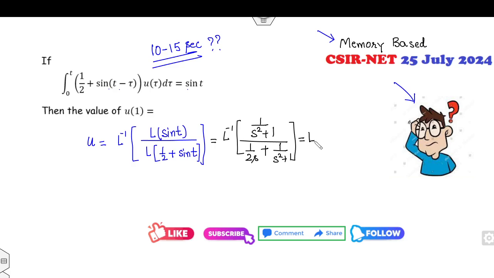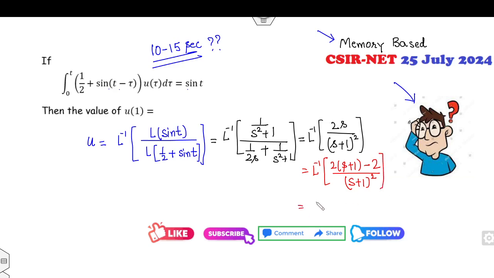Now, clearly, if you take the LCM and cancel out, it will be 2s over (s plus 1) whole square. Then how can you solve that? Again, it is very simple, how can you find the Laplace inverse? I can take this as s plus 1 minus 2 divided by (s plus 1) whole square. Now you can separate them, or you can use the first shifting theorem first.